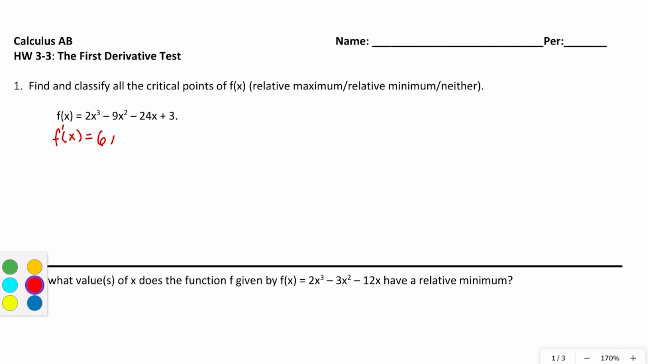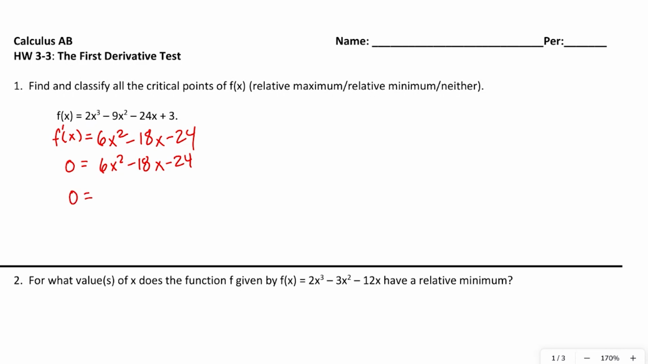So the derivative is going to be 6x squared minus, let's say 9 times 2 is going to be 18, x minus 24. Let's go ahead and set this equal to 0. That's where we're going to find the critical points. This quadratic can be a little tricky to solve because that leading coefficient is not 1, but luckily we can divide everything by 6 and simplify this whole thing. So if I divide everything by 6, I'm going to get x squared minus 3x minus 8. Oh, no, minus 4, sorry.